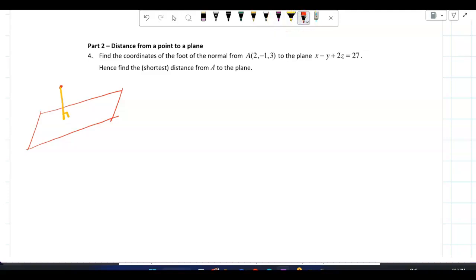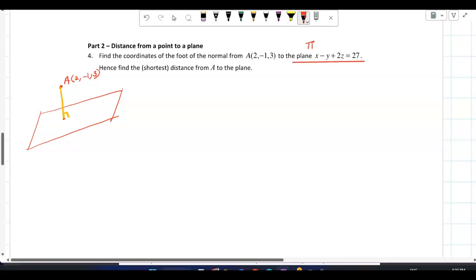So, find the coordinates of the foot of the normal. This is the foot of the normal from A, which is 2, minus 1, 3, and this is the plane. By the way, in IB they call a plane capital pi. So plane pi.